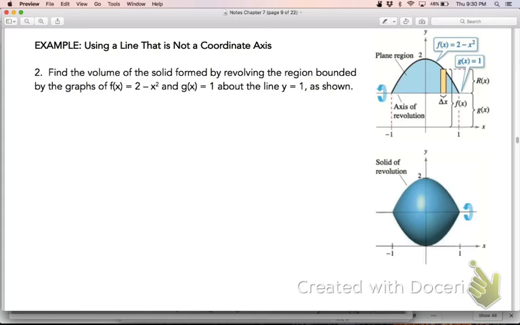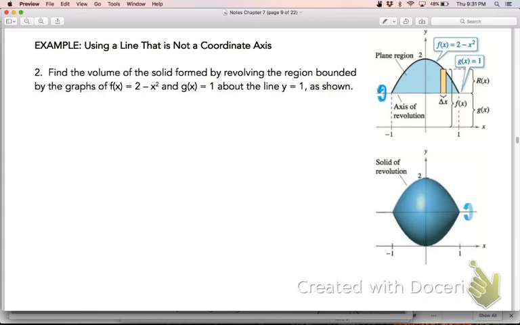So, okay, we want to find the volume of the solid formed by revolving the region bounded by the graphs of f of x equals 2 minus x squared and g of x equals 1, and we want to rotate about the line y equals 1. So instead of rotating around the x-axis like we were doing before, we're looking at this line y equals 1, and this is where we're going to make our rotation.